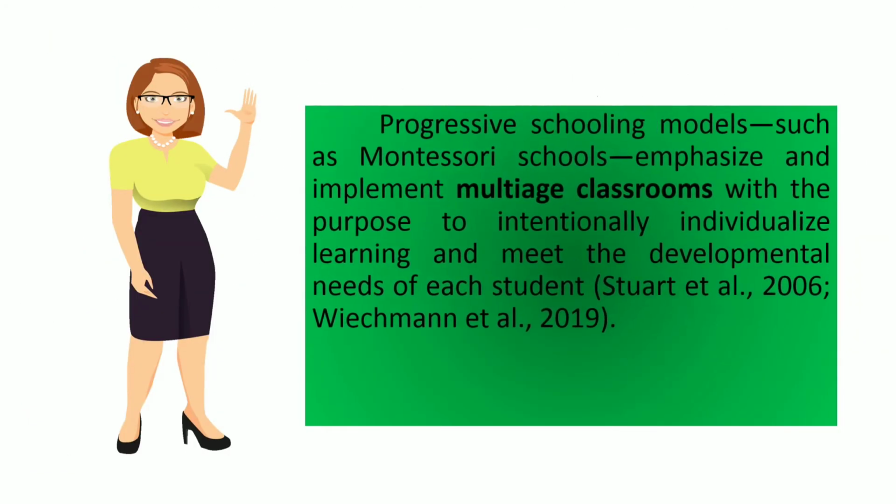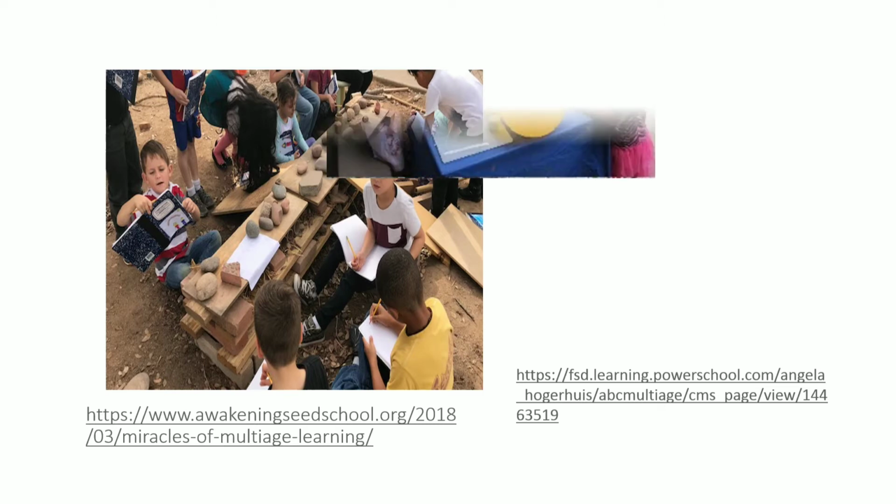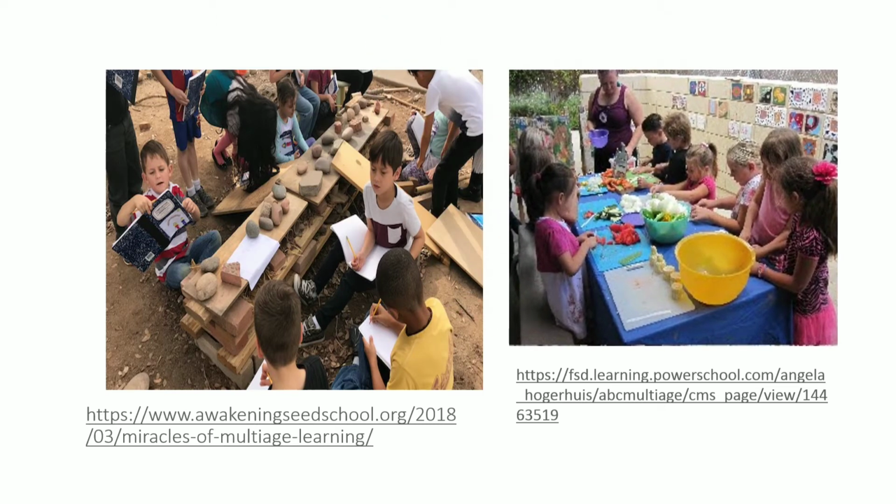As a matter of fact, progressive schooling models, such as Montessori schools, emphasize and implement multi-age classrooms with a purpose to intentionally individualize learning and meet the developmental needs of each student. This is how a multi-age classroom looks like, where hands-on exploratory learning is emphasized and where students participate in flexible groupings.